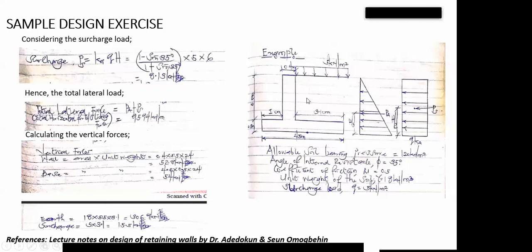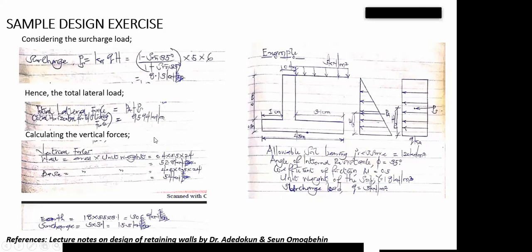But when you want to calculate your vertical forces, now this is your wall. This is your vertical stem wall. So we can easily calculate our vertical stem wall. The calculation of our vertical stem wall is area times unit weight. From our knowledge of design, once you get your area, multiply by the unit weight. And the unit weight of concrete should be 24 kilonewtons per meter cube.